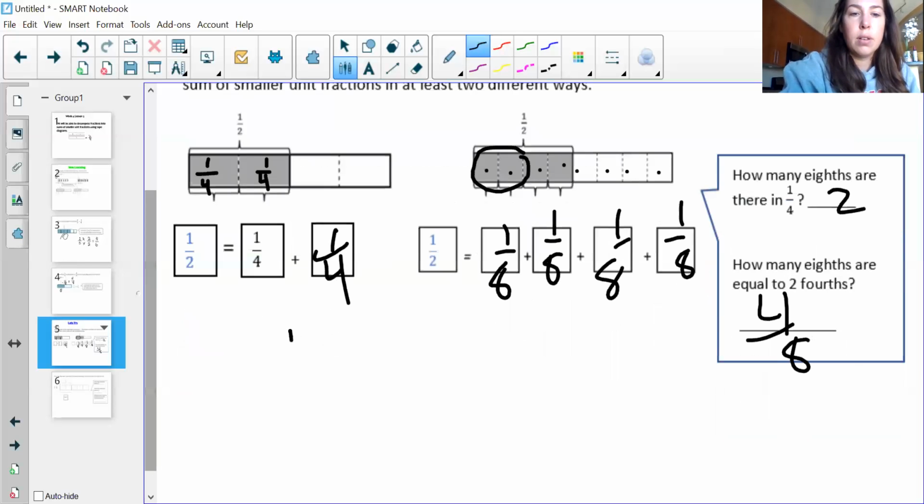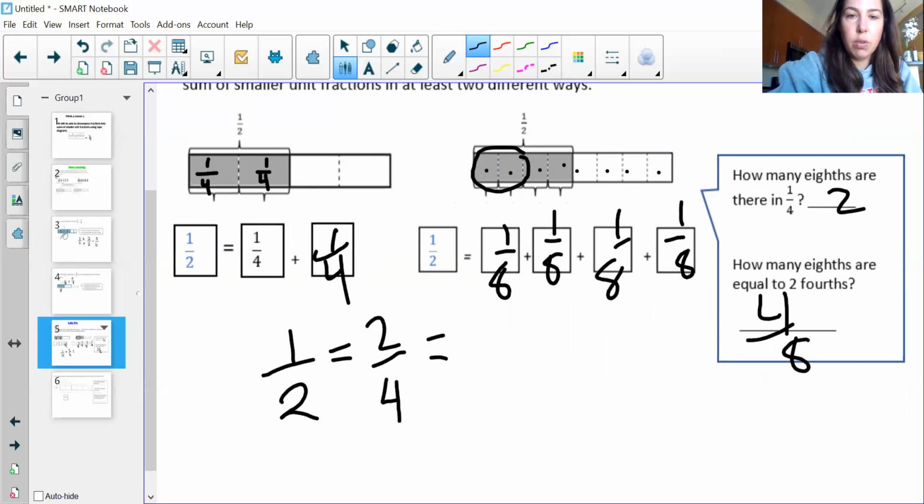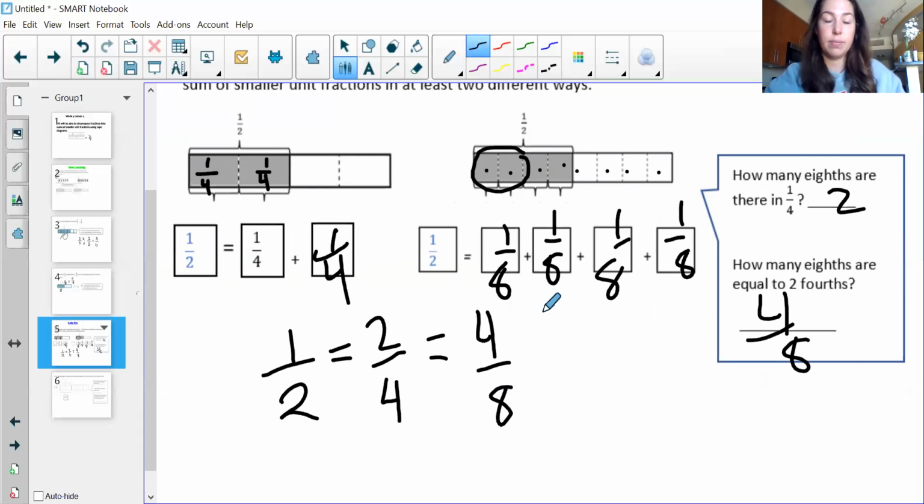So what we're saying is 1/2 is equal to 2/4, which is also equal to 4/8. So 1/2 is equal to both 2/4 and 4/8. So 2/4 is also equal to 4/8. All 3 of these are equivalent. They all represent the same amount, which is a half. Okay, let's do another one.